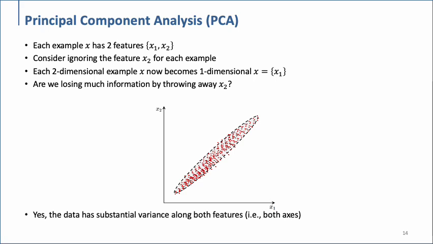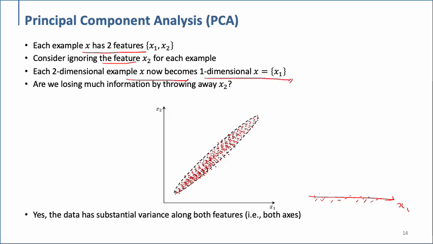On the other hand, let's consider the other case, and here this one also has two features, x1 and x2, and in this data, let's also consider ignoring the feature x2. So this data also will become like this, located on the x1 axis. So now the data becomes one-dimensional x data.